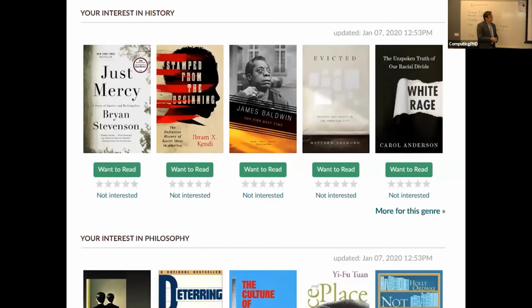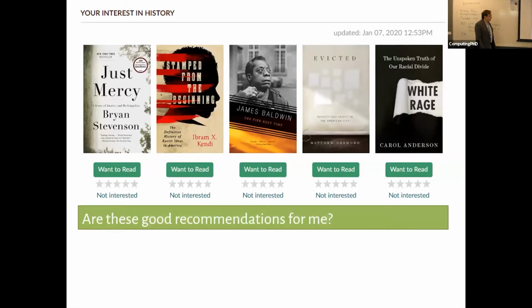So I logged into my Goodreads, and I went to the recommendation page, and it said, here are some books you might like. There are a lot of questions we could ask about this. Are these recommendations good for me? Are these books I'm going to like? I can see why they would recommend them based on some of the other books I've read. When you read The Color of Law, Just Mercy probably makes sense as a related recommendation. But the classical question that we've been asking for 25 years is, are these recommendations good for me? Am I going to like these books? Are these relevant? Are these going to keep me engaged with the system? Are these going to help me find more things to read? Maybe help me read more books?